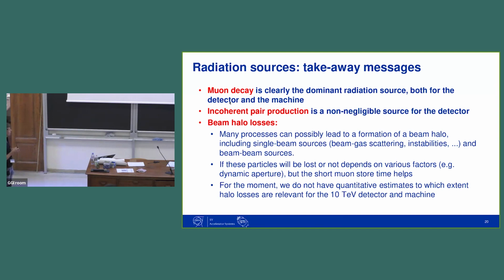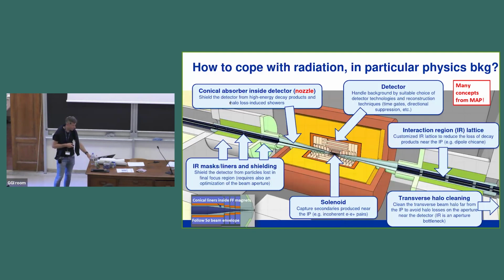Halo loss essentially means that many processes can form a halo, beam effects, but also even beam-gas scattering, maybe not to a big amount. And whether these particles will be lost or not depends on various factors, for example, on the dynamic aperture of the machine. So there's a beam dynamics concept that particles become unstable and then they're lost. What helps is that the muon beams are only stored for a few thousand turns. It's not like the LHC, where the beams are stored for hours. Here it's only a few thousand turns. So the halo formation is not that pronounced, but it is not yet studied in that much detail. So for the moment, we don't have a quantitative estimate of how much this matters.